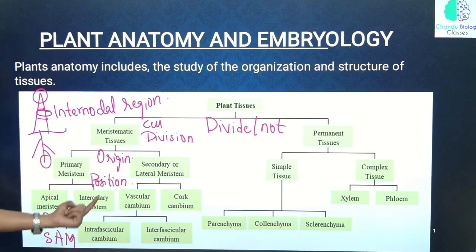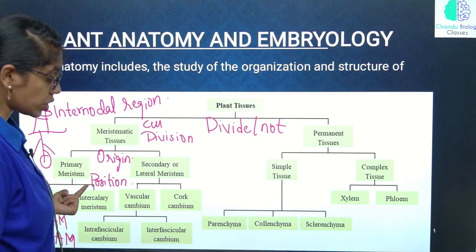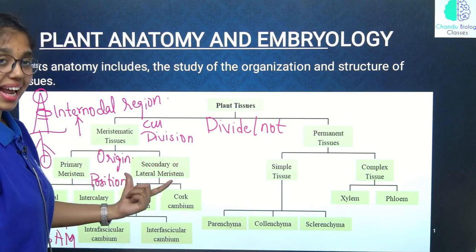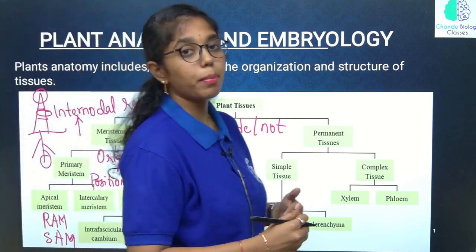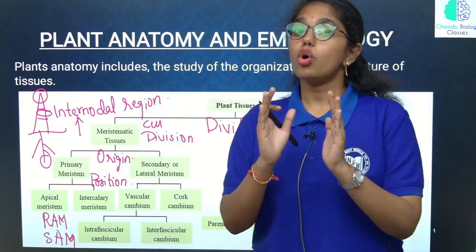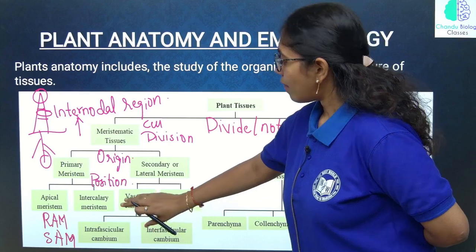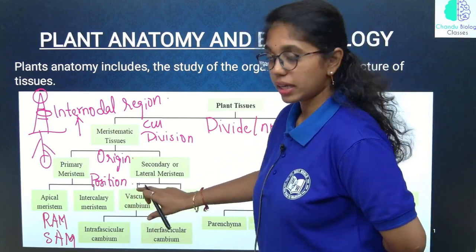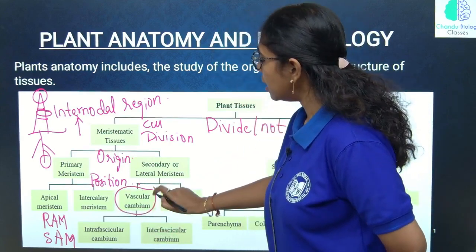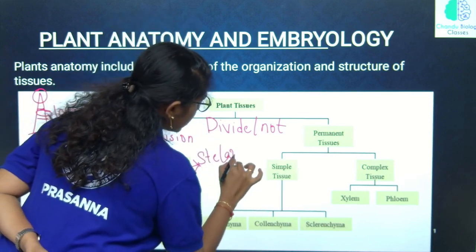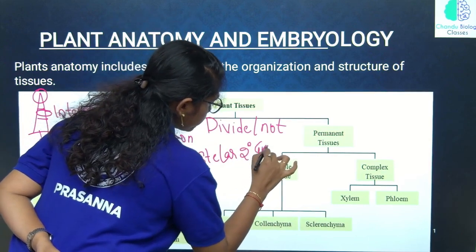And the main purpose of the primary meristem, be it apical or intercalary, is to increase the length of the plant. Secondary or lateral meristem will occur in the later part of plant life, whose only purpose is to increase the girth of the plant.